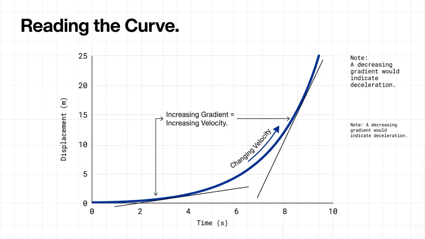When we look at this curve, the key thing to notice is the gradient, which tells us about the velocity. A steeper curve means the velocity is increasing, and that's what we see here as the gradient grows bigger over time. This means the object is speeding up, not moving at a constant rate. The curve itself is bending upwards, which shows this changing velocity. If the gradient were getting smaller instead, that would mean the object is slowing down, or decelerating. So by observing the steepness and shape of the curve, we can understand whether the motion is accelerating or decelerating.